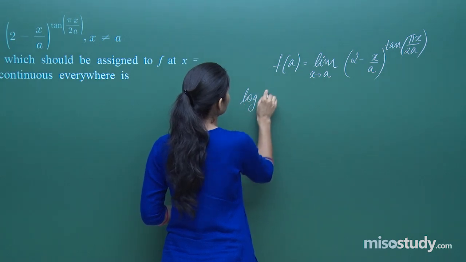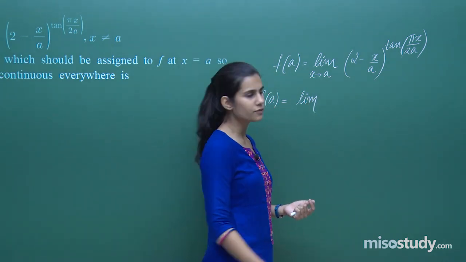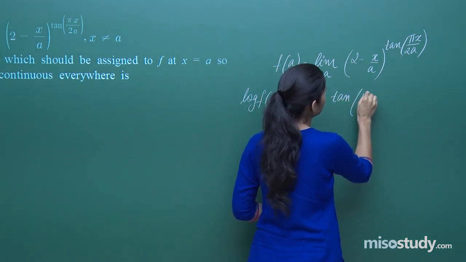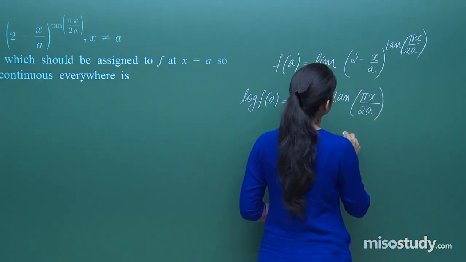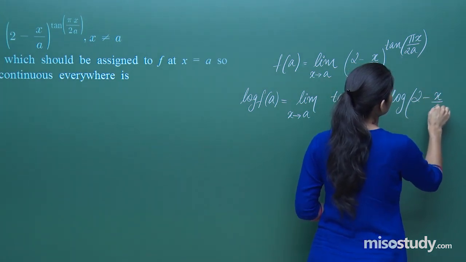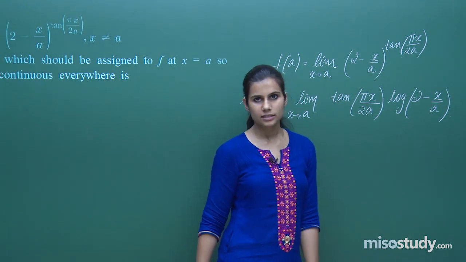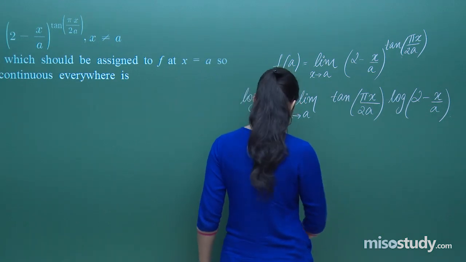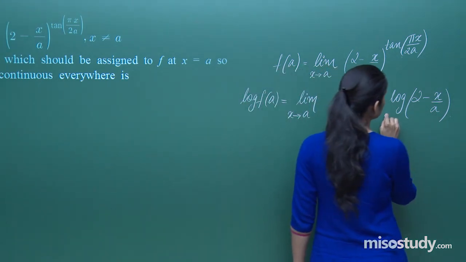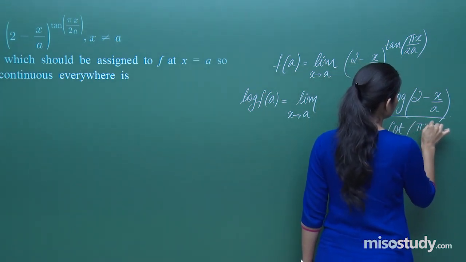I am going to get log of f of a equals, now log is a continuous function, so log of the limit is limit of the log, limit x tends to a. This is tan of pi x by 2a into log of 2 minus x by a. Right, so the power is going to come ahead of log. Fine. Now if I get rid of this tan, tan is nothing but 1 upon cot. So I can write tan as 1 upon cot of pi x by 2a.